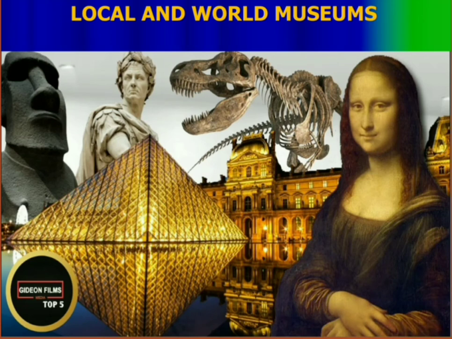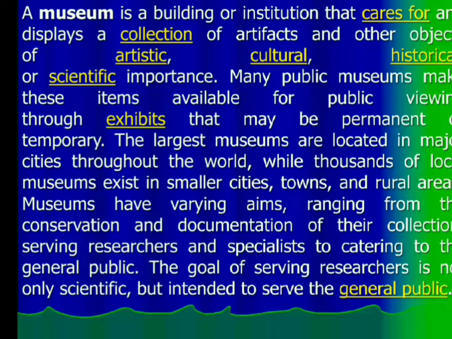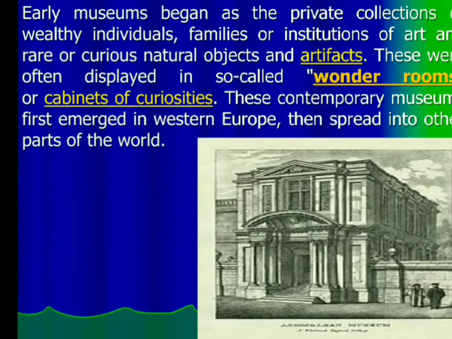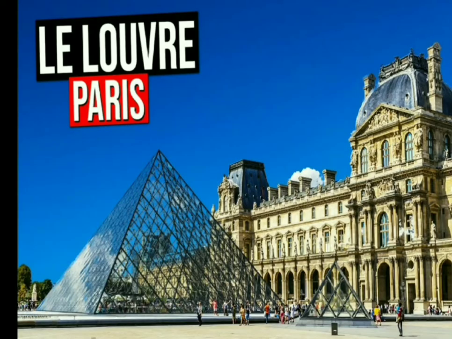Today our lecture is devoted to the topic local and world museums. As you know, a museum is a building or institution that cares for and displays a collection of artifacts and other objects to show to the public. In history, they were called wonder rooms, and especially rich people organized their own museums.